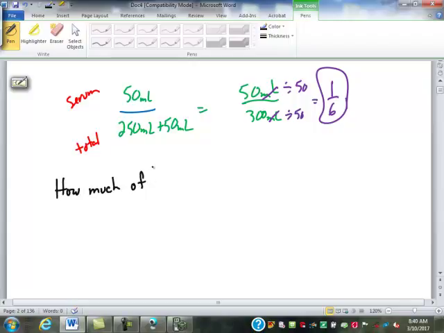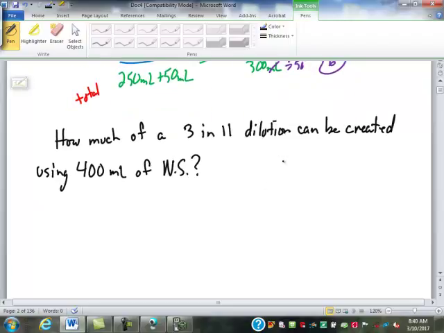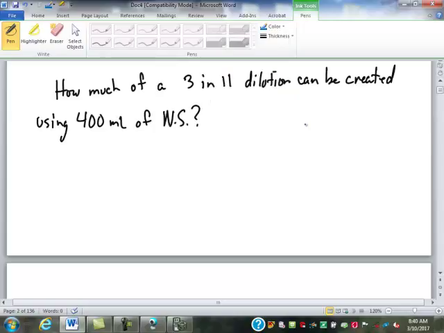Or we're going to have how much of a 3-in-11 dilution can be created using 400 milliliters of normal saline. I'm going to try that one in your notes quick, and we'll talk about it in just a few seconds.